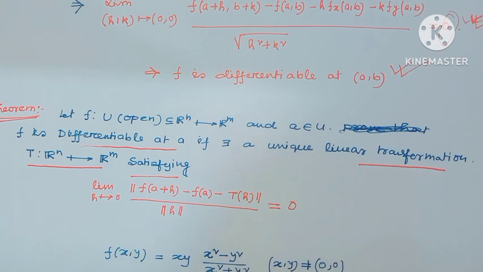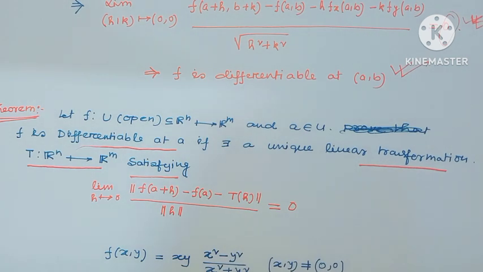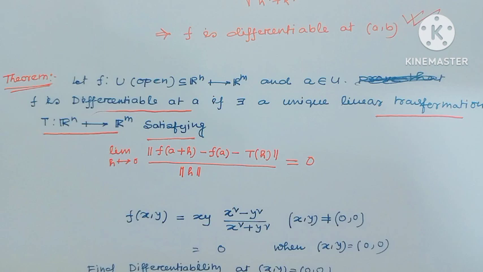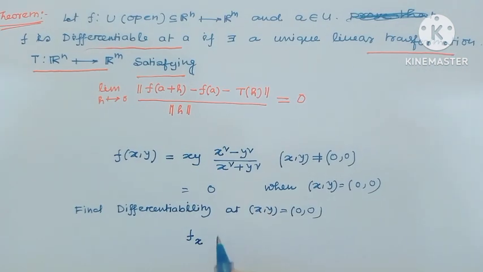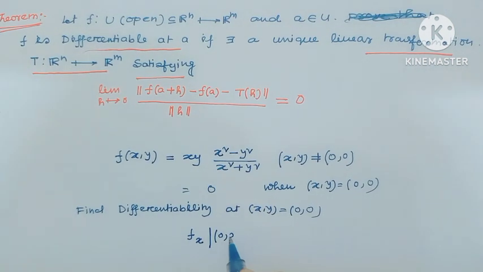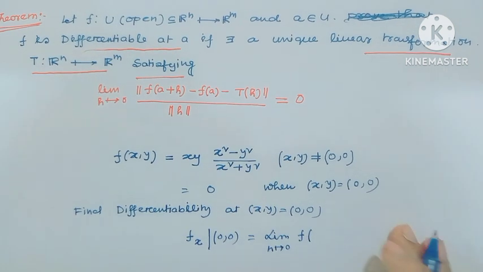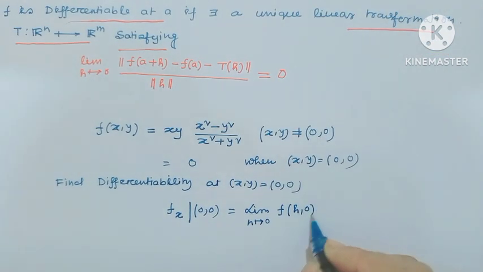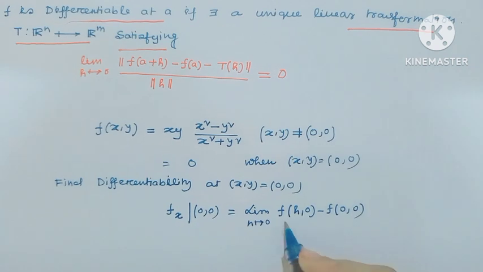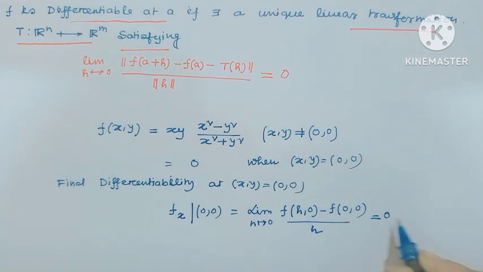First question: f(x, y) equals xy times (x square minus y square) divided by (x square plus y square) when (x, y) is not equal to (0, 0), and the value is 0 when (x, y) equals (0, 0). Find the differentiability. At first, check the partial derivative fx at the point (0, 0). This value is the limit as h tends to 0 of f(h, 0) minus f(0, 0) divided by h, so this value would be 0.